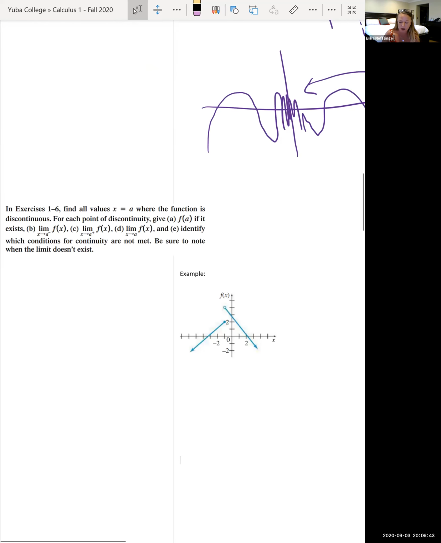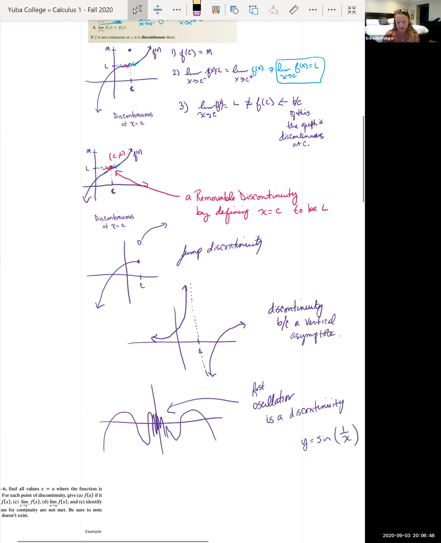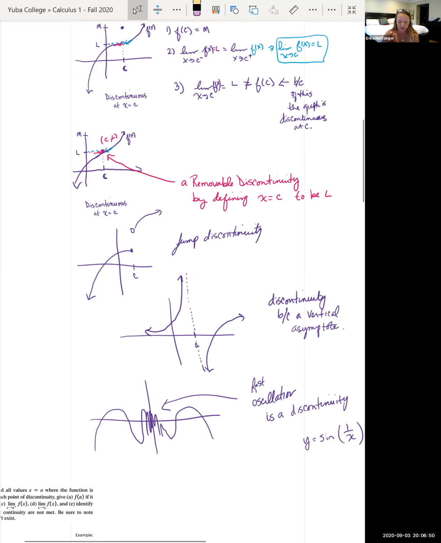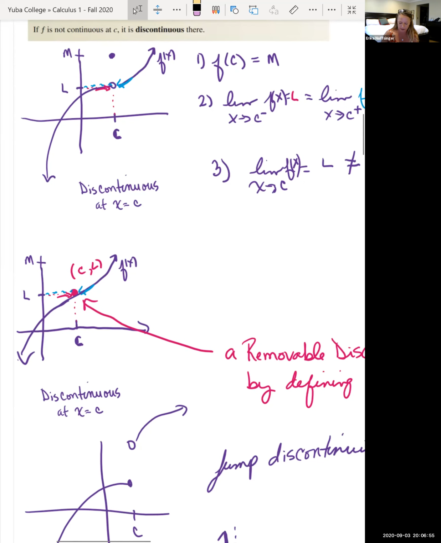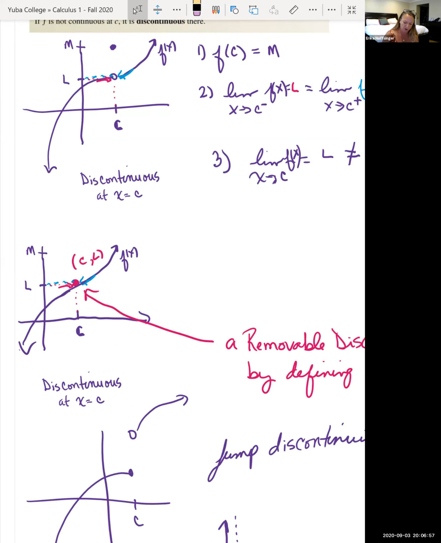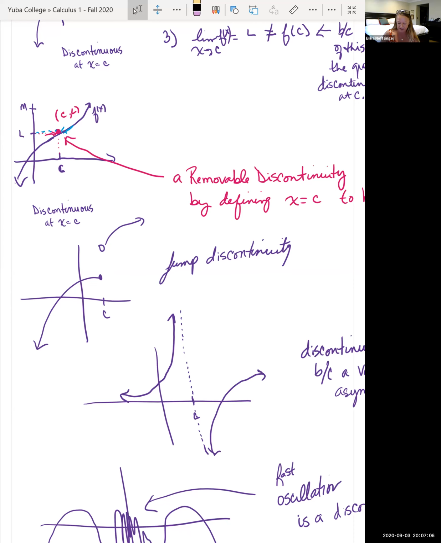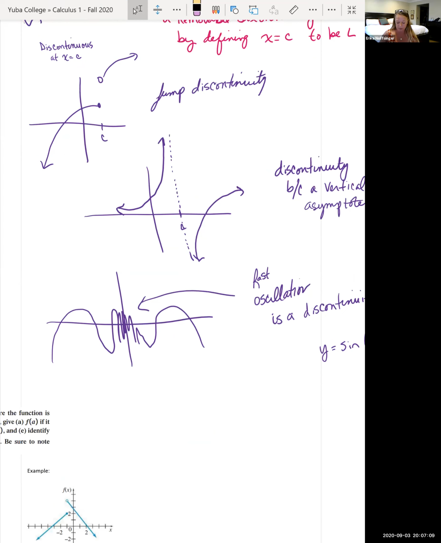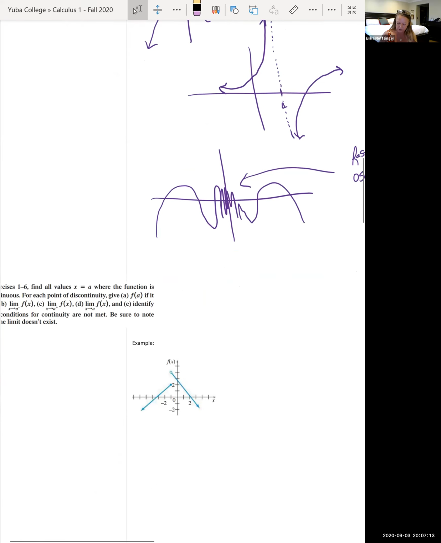Yesterday at the end of the lecture, we just kind of talked about what could be happening graphically if it was discontinuous at a value. We talked about one type that could be removable, if you fill in that hole there and define it. We had a jump discontinuity, one that is caused by vertical asymptotes, and then we had values that were oscillating really quickly between 2 values.